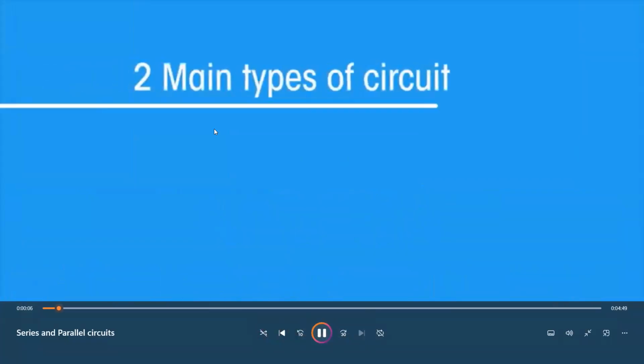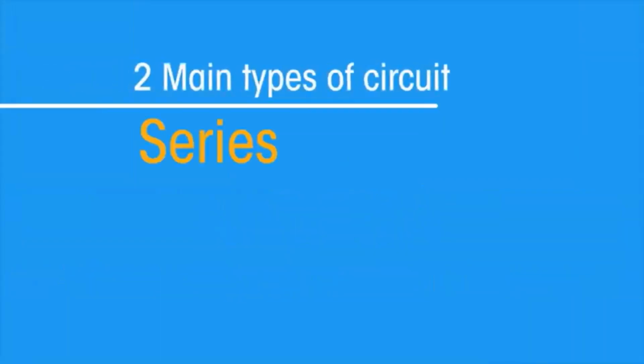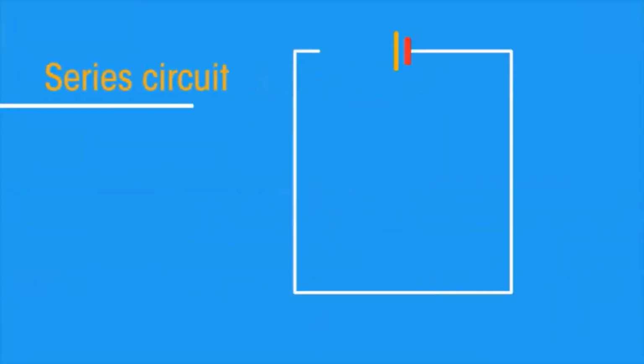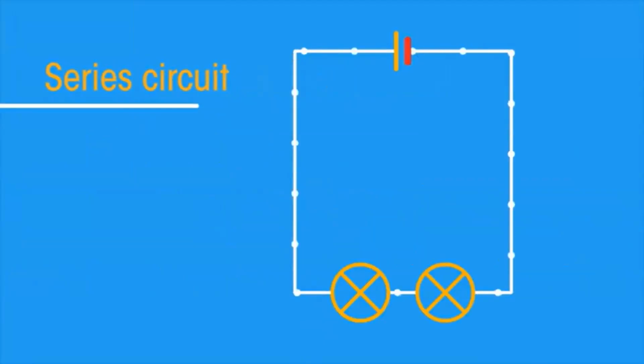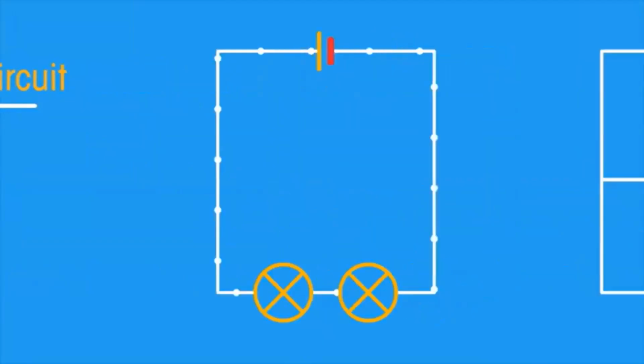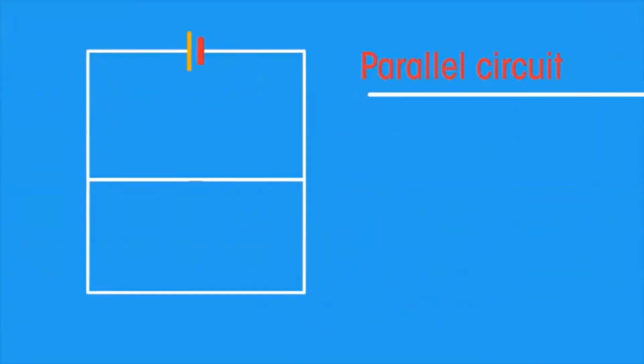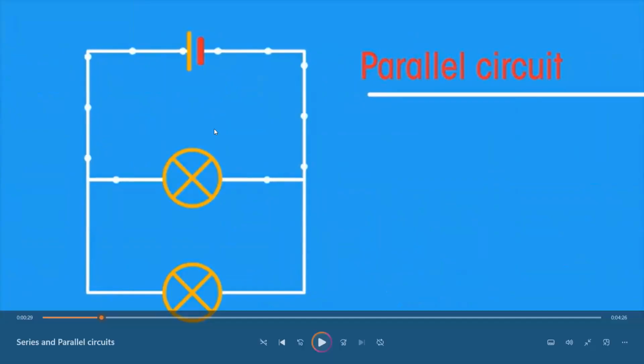There are two main types of electrical circuit, series and parallel. In a series circuit, the components are connected end to end, one after the other. They make a simple loop for the current to flow round. In a parallel circuit, the components are connected side by side, so the current divides.